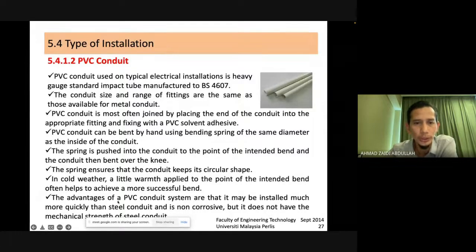Okay, the advantages of a PVC conduit system are that it may be installed much more quickly than steel. Betul lah, sebab nak potong, nak bend yang PVC, yang steel kan sangat susah. So that's why most of the contractors will choose PVC. Another thing is dia pun tak karat, non-corrosive compared to the steel conduit. But it does not have the mechanical strength of steel conduit.